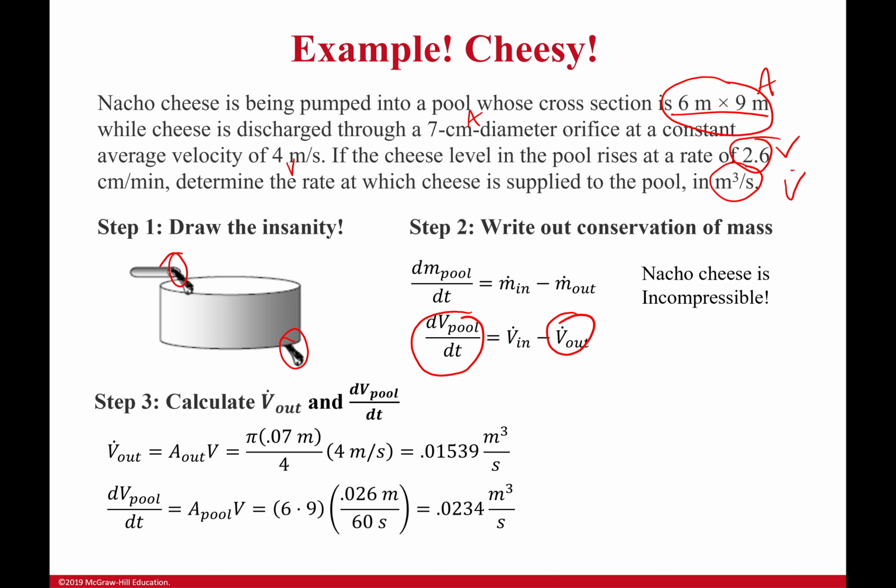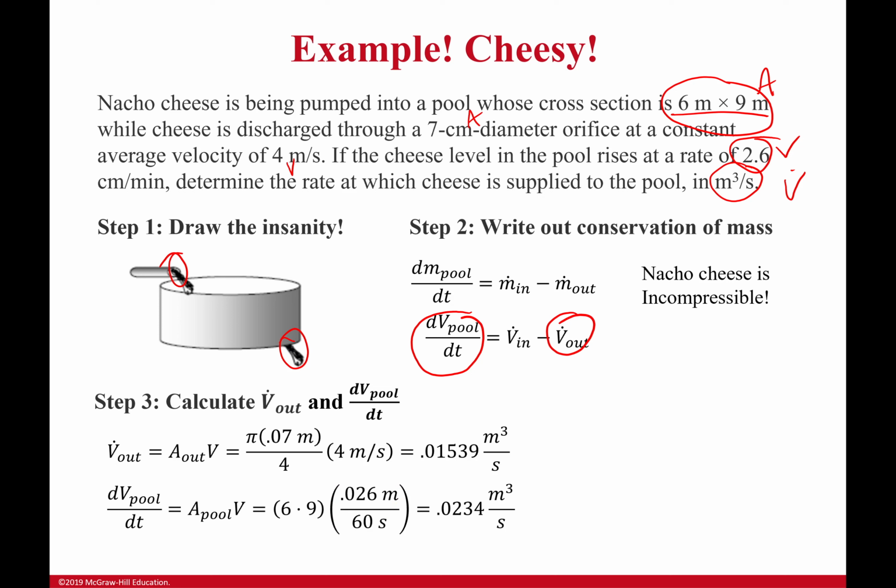And then if I want to figure out how much the volume inside my control volume, which is right here, is changing, well, I need to know what the area of the pool is, which I have pretty easily, 6 times 9, and the velocity. Now notice here I changed centimeters to meters, and it was per minute. So I went ahead and converted it to 60 seconds. I could have written that out separately, but I wanted to make it a little bit more condensed.